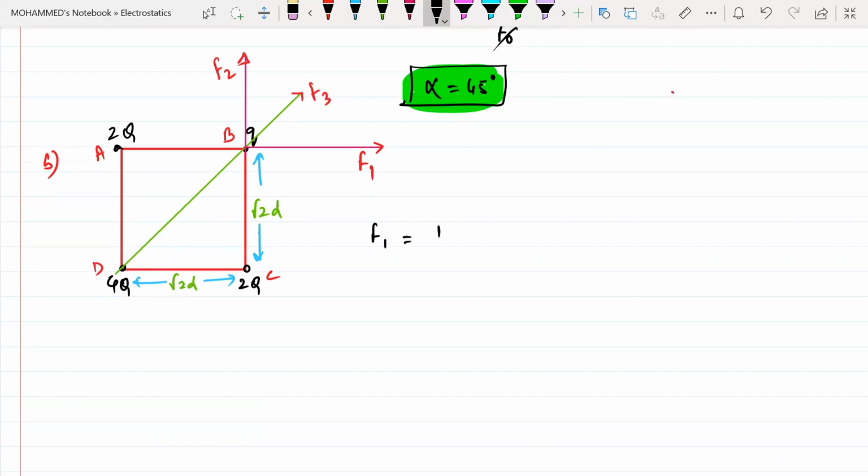F1 value will be equal to 1 by 4 pi epsilon naught into 2 times of capital Q into small q, divided by the distance between A and B, which is root 2 into D, whole square. So that will become 1 by 4 pi epsilon naught into capital Q small q divided by D square. That will be equal to F naught, because root 2 square is nothing but 2. Above 2 and below 2 will get cancelled.